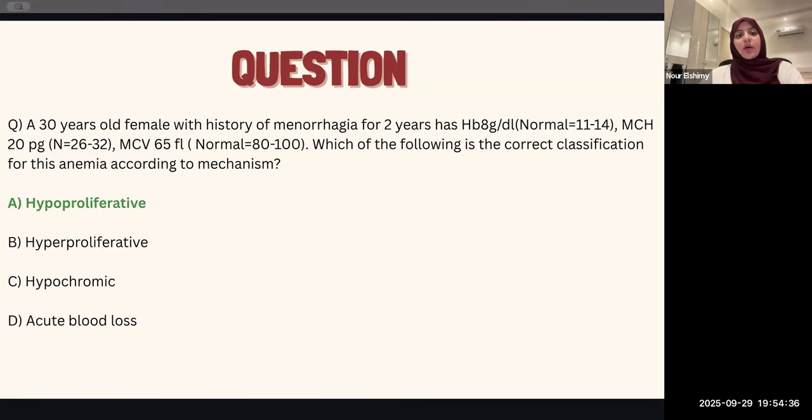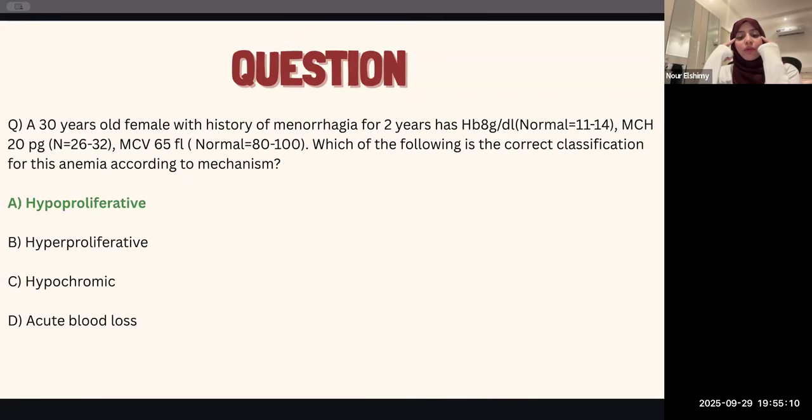Based on the findings, we have low hemoglobin, and that's basically hypochromic. We have less average size, that's microcytic. So this is going to be hypochromic microcytic. Now, when do we find hypochromic microcytic? In iron deficiency anemia. And we said that iron deficiency anemia is also hypoproliferative. All right? So this is how you should think about it.